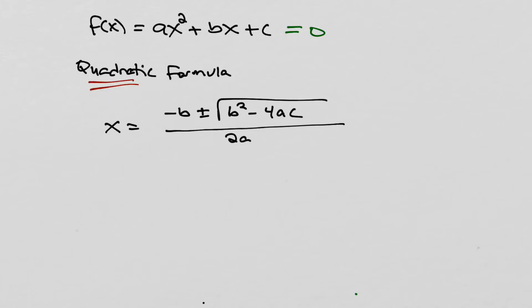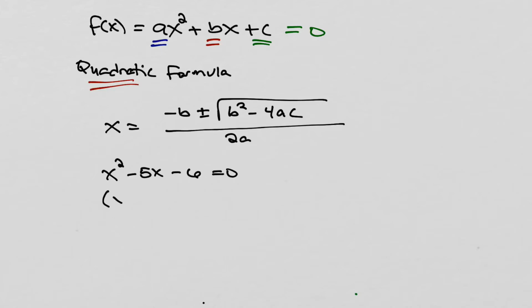Where a comes from the number or the coefficient in front of the x squared, b comes from the coefficient in front of the x, and c is just whatever constant we have. Right? So if we go back to this one, let's say x squared minus 5x, how about minus 6? Right? How does this one factor?